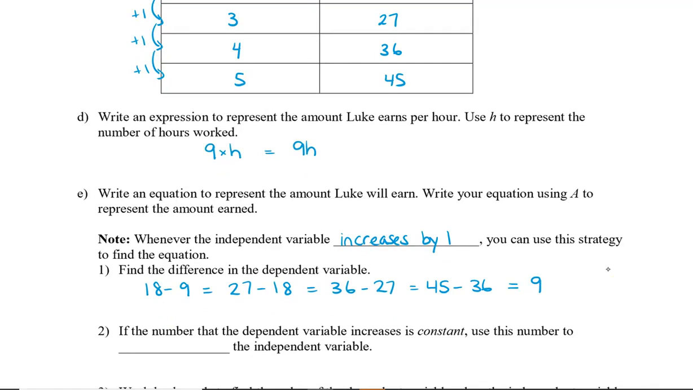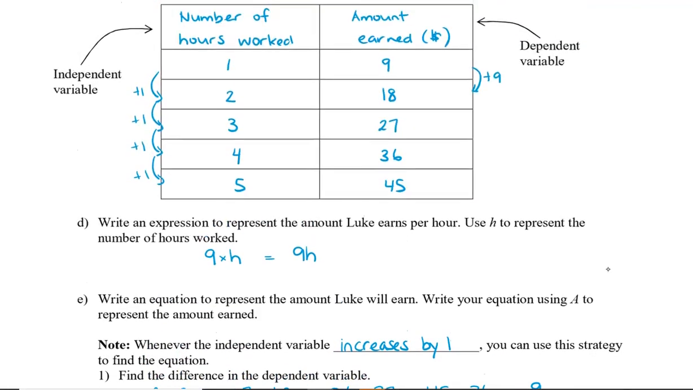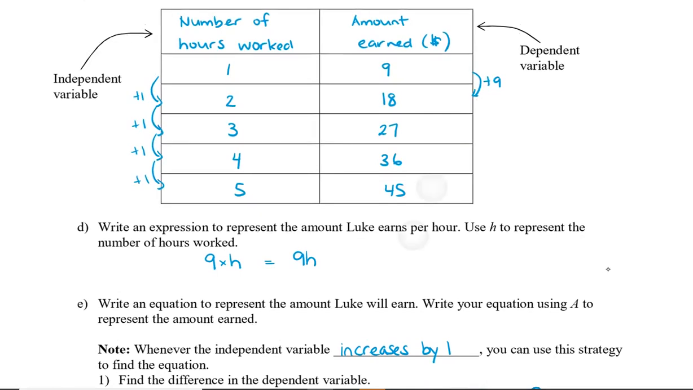Now if the number that the dependent variable increases is constant, we're going to use this number to multiply by the independent variable. Now the independent variable in our case is H. And I didn't put this up here, so I'm going to go back to my table and say that this is H.